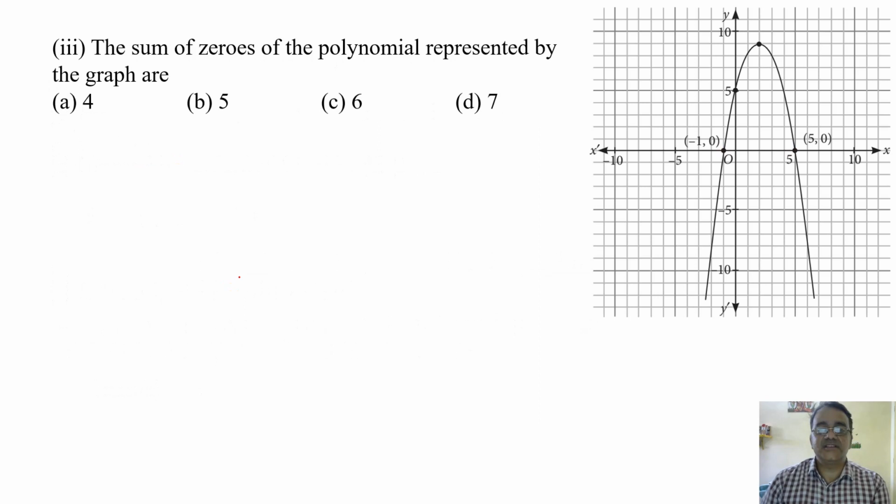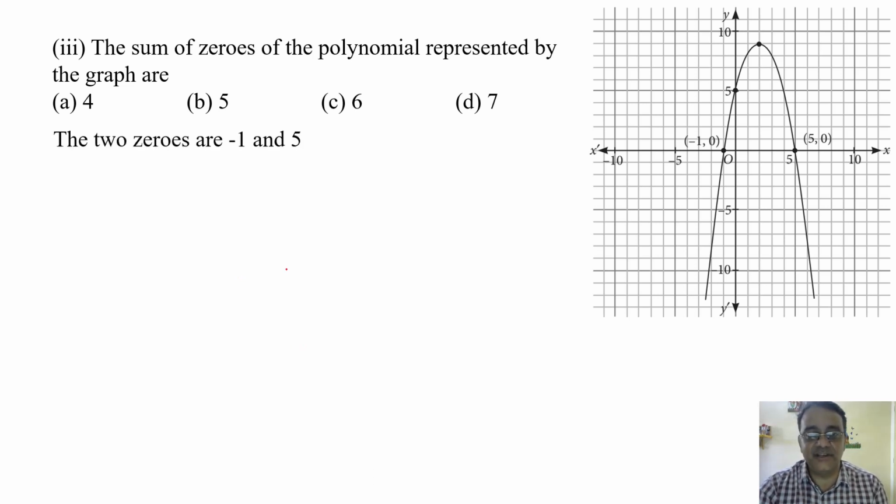Next question: the sum of zeros of the polynomial represented by the graph is dash. The two zeros we got are minus 1 and 5. So what is the sum? 4. Right. So the correct option is Option A. Right.